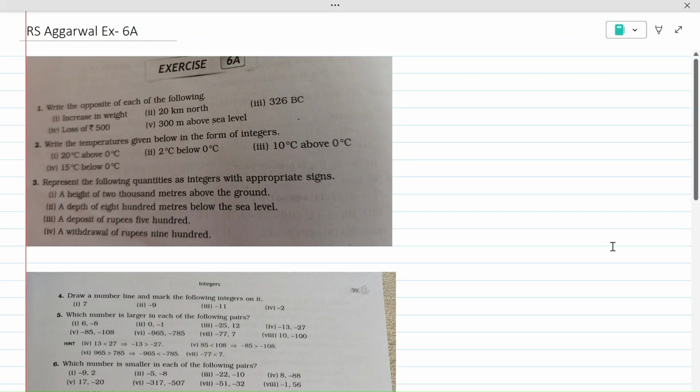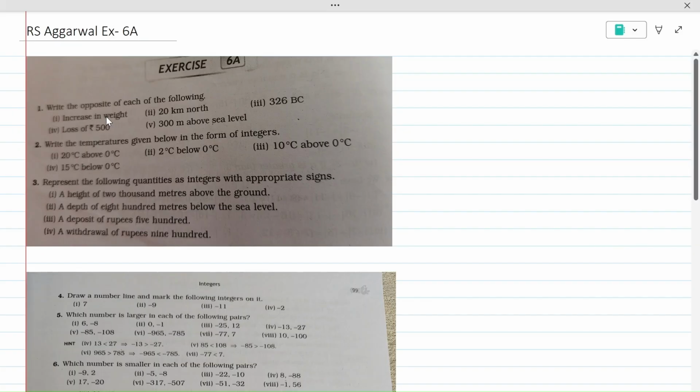Hello kids. In today's class, we are going to start the chapter Other Side of Zero, that is Integers from R.S. Aggarwal book. Okay, so let's pick the first exercise, A, which is pretty much easy. So we will quickly cover this exercise. Let's begin with the first question.